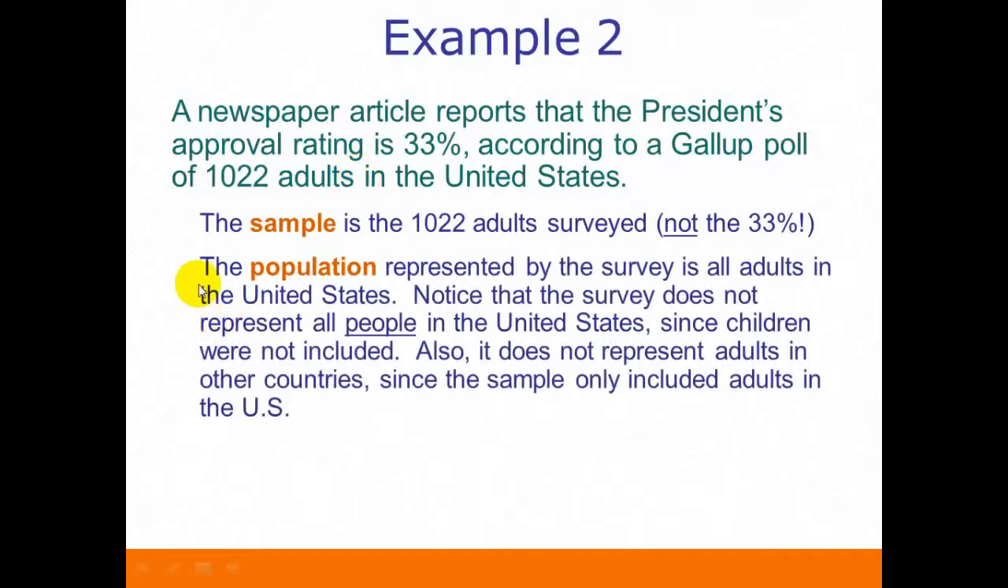The population represented by this survey would be all adults in the United States. Again, that's who our sample was selected from, so this sample does not represent all people in the United States because children weren't included in the selection process. Also, it doesn't represent adults in other countries because, again, the sample was only selected from adults in the United States.